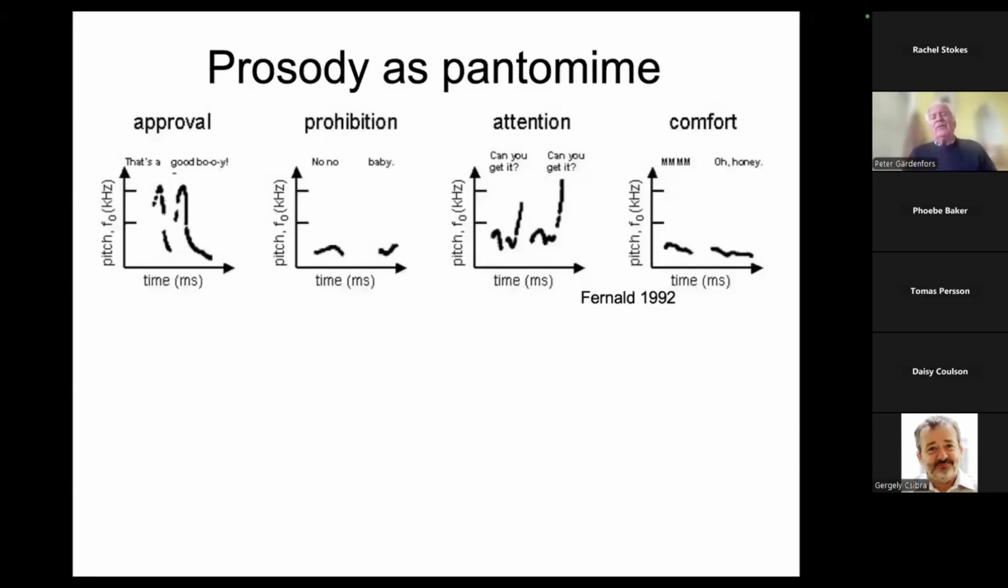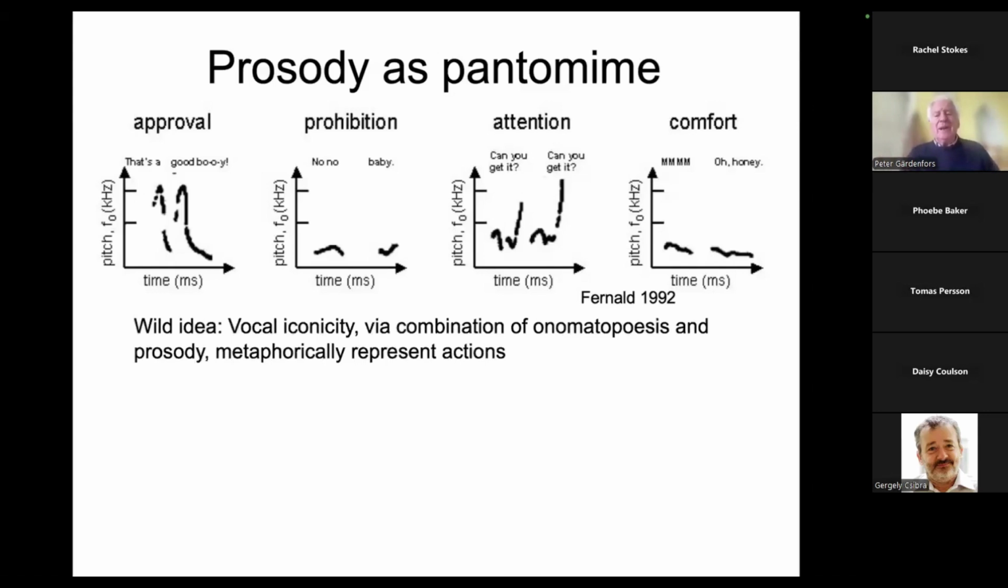So this is the first type of mother-infant communication. Before the infant understands any word, the infant gets the kind of prosodic patterns and understands emotionally. These are more or less emotional expressions. They're not referential. What the mother is communicating. So I have the idea. It's a wild idea, not very well tested yet. That vocal iconicity, in particular via prosody, and maybe onomatopoetic expressions as well, somehow is a metaphorical representation of actions.